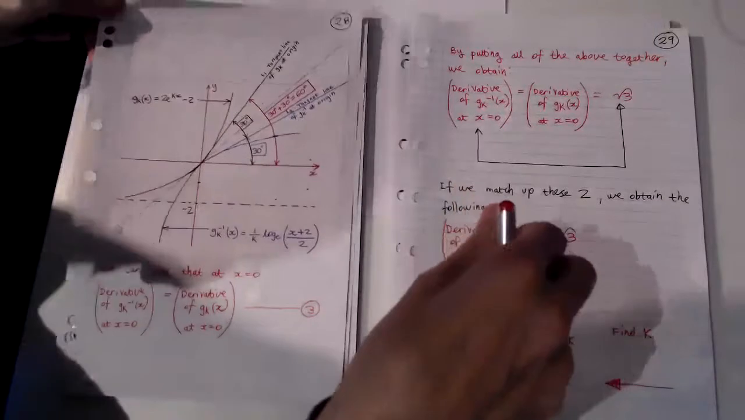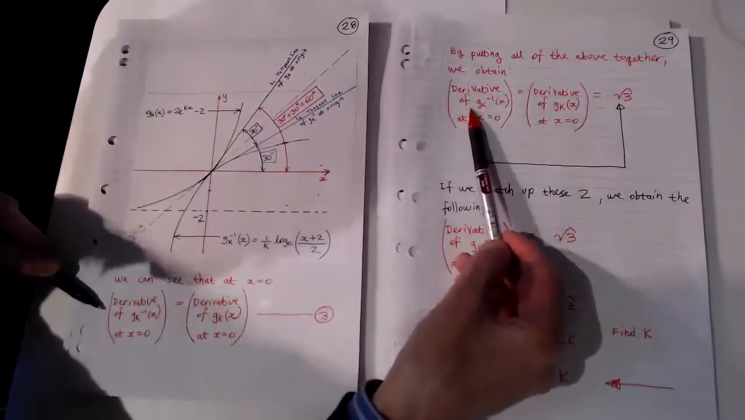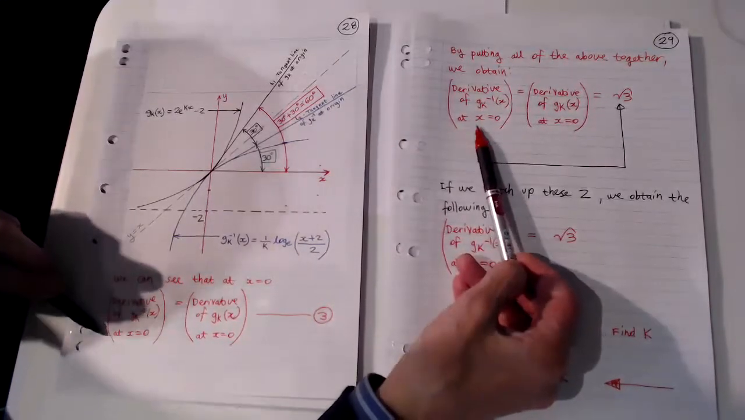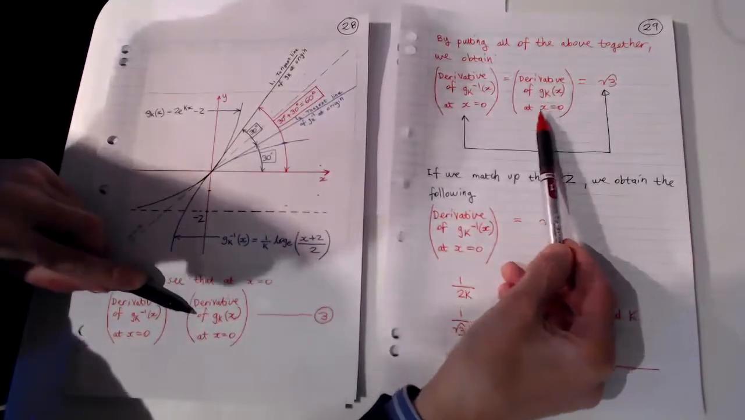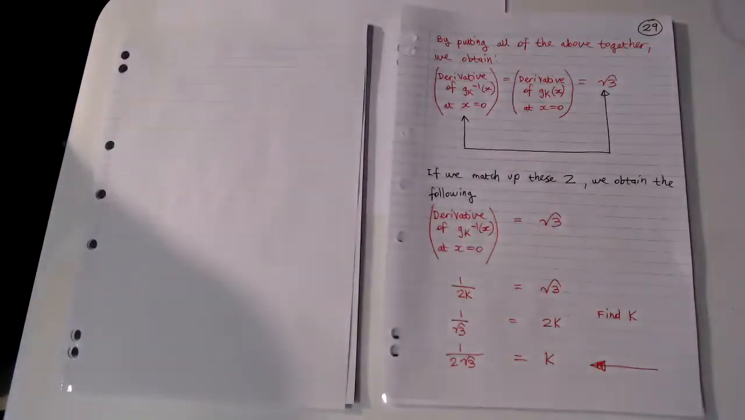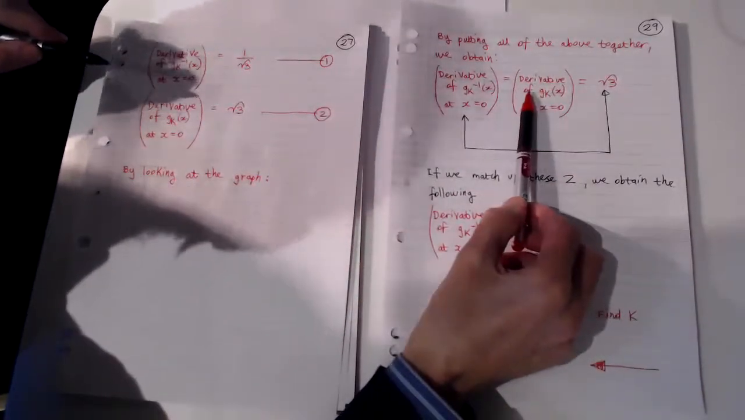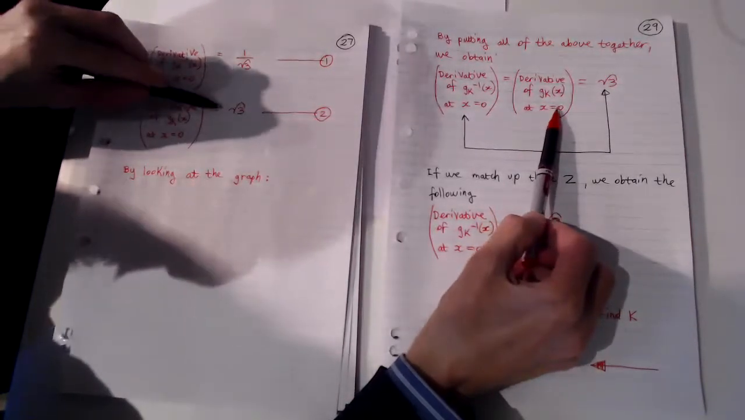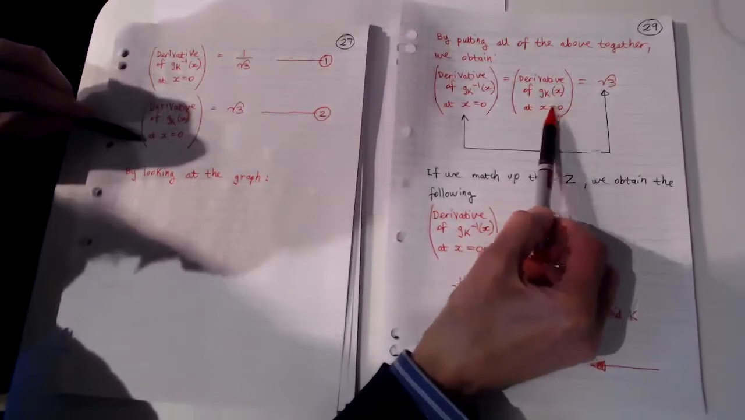So as a result, we can say that at x equals 0, in this particular case, the derivative of gk inverse function at x equals 0 will be equal to the derivative of gk at x equals 0. And when you look at the earlier calculations that we had before, you can see that the derivative of gk at x equals 0 is equal to root 3. You can see again that the derivative of gk at x equals 0 is equal to root 3.